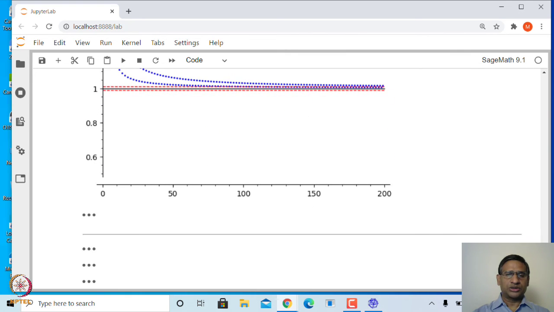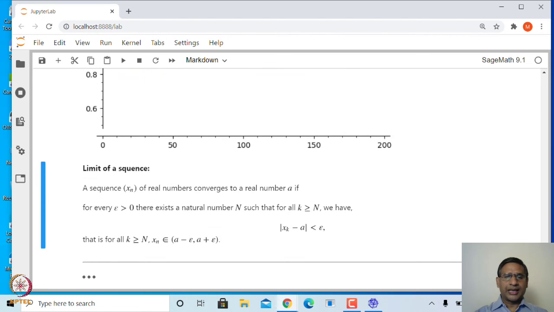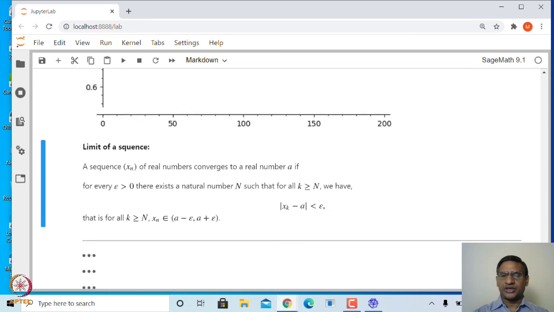sequence. And what is the definition? It says that if you have a sequence x n of real numbers, we say that it converges to a real number a if you take any epsilon positive, in particular any band about a, then you can find a natural number n after which all the terms have the property that for k bigger than or equal to n, mod of x k minus a is less than epsilon, which is the same as saying x k will lie in the band a minus epsilon to a plus epsilon. That is what was demonstrated. So, that is the definition of limit of a sequence.